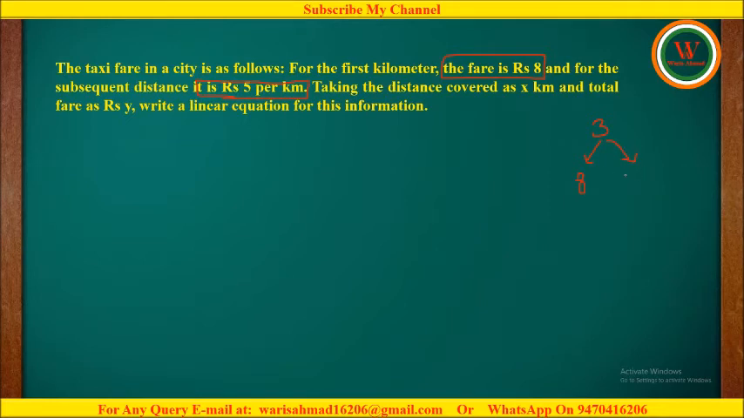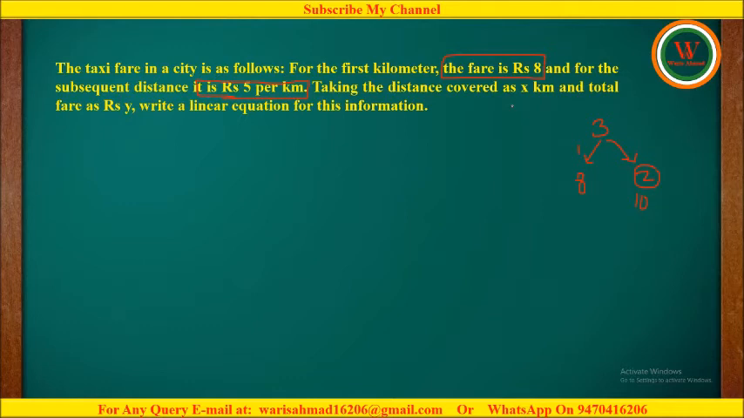That will be equal to 2, because for the first kilometer he has paid rupees 8. Now the remaining distance will be equal to 3 minus 1, that will be equal to 2. Now for these 2 kilometers he has to pay rupees 5 per kilometer, meaning 5 into 2, that will be equal to rupees 10. So here it is given in the question, taking the distance covered as x kilometers.